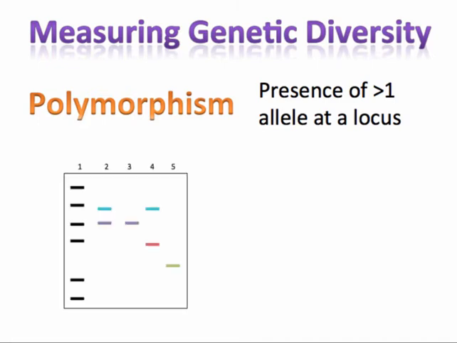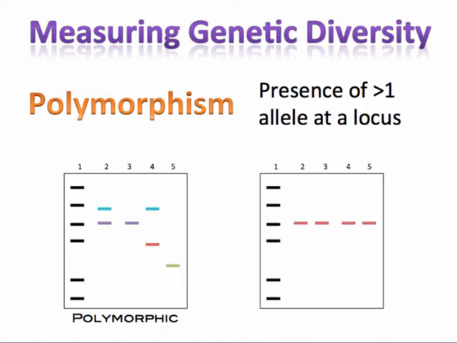So let's take a look at a gel to go over this. Here we have these gels that we've been looking at, and I've colored the different alleles different colors. So you can see there's 4 alleles: blue, purple, red, and green. And this indicates that this locus is polymorphic because there's more than one allele. Now, in contrast, here is a gel that shows us a monomorphic locus, where we have a single allele for every sample. So this is monomorphic.